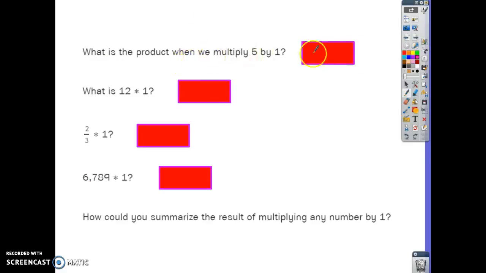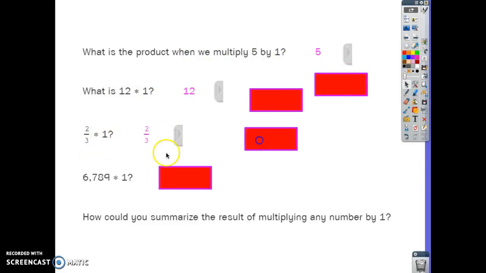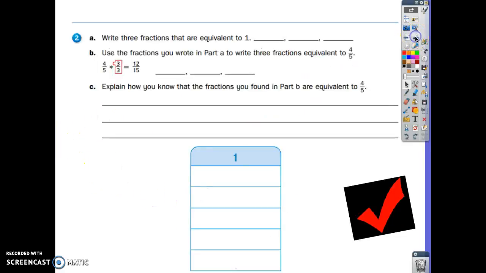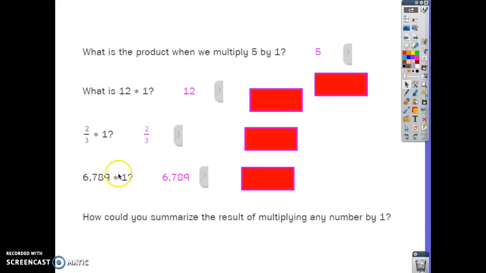So, what is the product when you multiply 5 by 1? It's 5. 12 times 1 is 12. 2/3 times 1 is 2/3. 6,789 times 1 is the same. How could you summarize the results of multiplying by 1? You get the exact same number that you had before. But when you multiply by a fraction, that number is going to end up being less than. So if you had a fraction instead of 1, the number is going to be less than what you have over here. That's what you get for your answer. We talked about that a little bit at the beginning of this video, but we've got to keep that in mind. Whenever you do that, it's going to be less than.